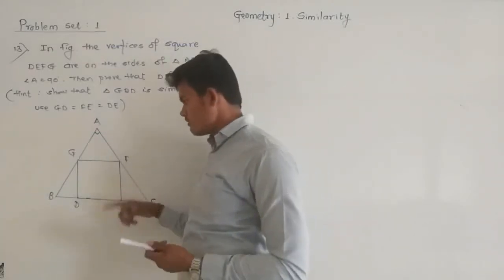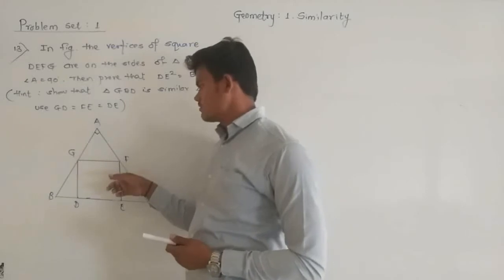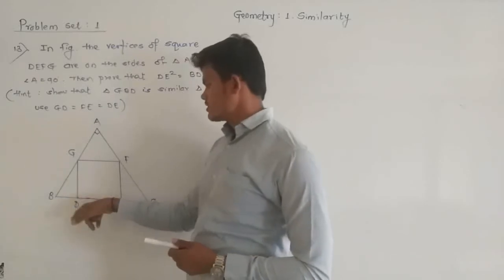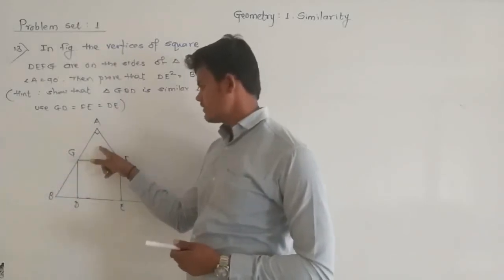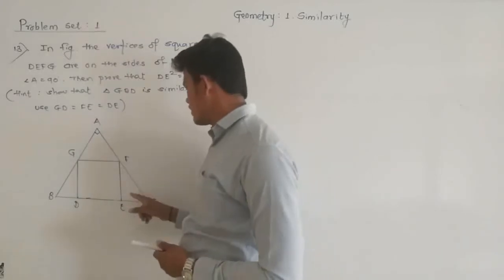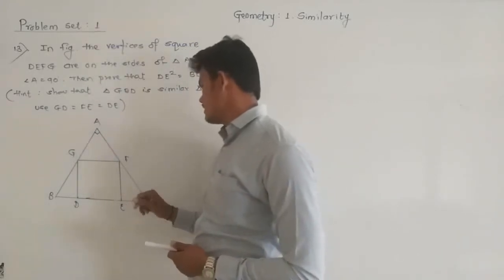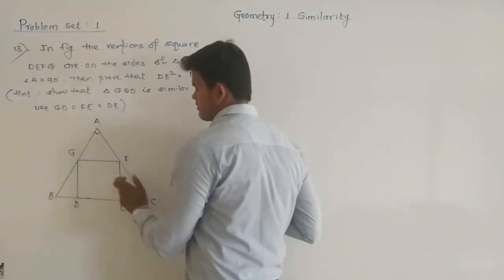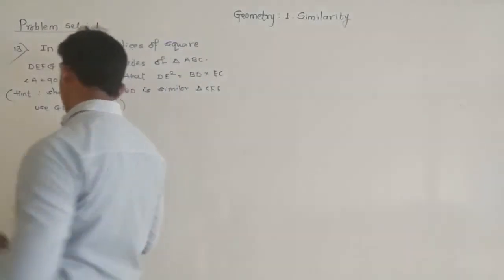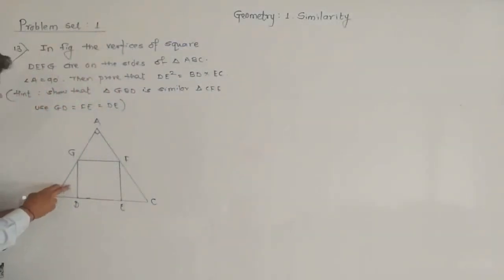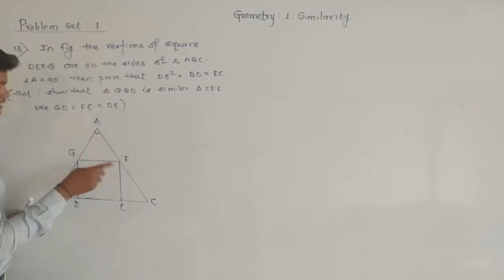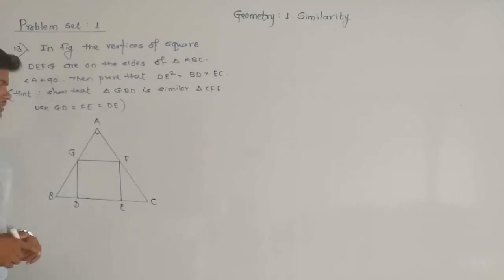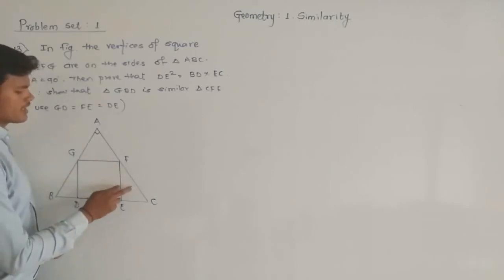For that, first in the given figure we are seeing three triangles, that is triangle GBD, triangle GFA, triangle CFE. So first of all I show triangle GBD similar to triangle GFA, then triangle GFA similar to triangle CFE, and by using the transitive property for triangles we get triangle GBD similar to triangle CFE.